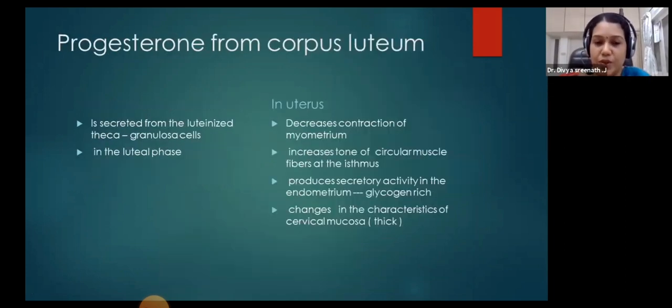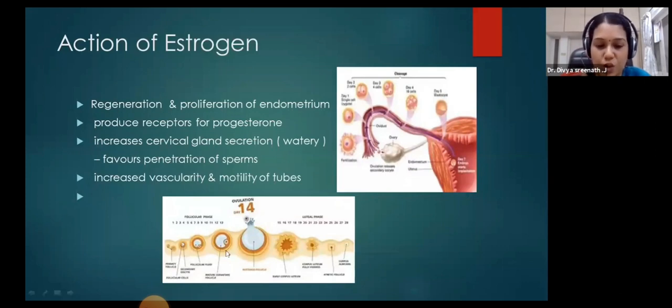And there is progesterone hormone even after ovulation. After ovulation, this Graafian follicle collapses and becomes the corpus luteum. During the second phase, that is after 14 days, the corpus luteum produces progesterone hormone and also a little bit of estrogen.